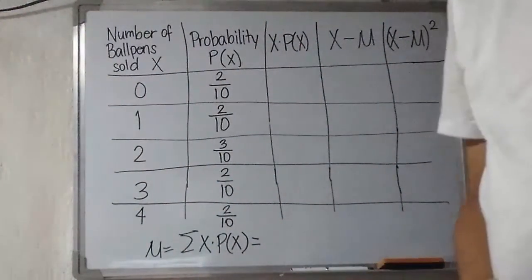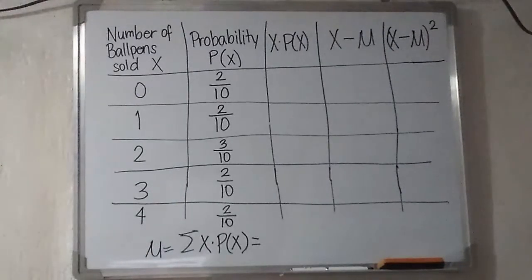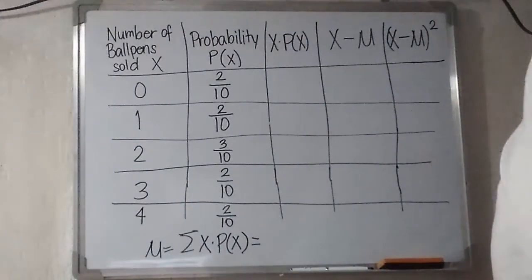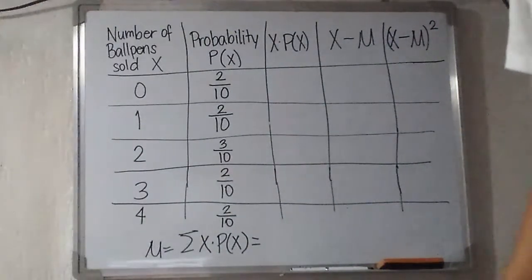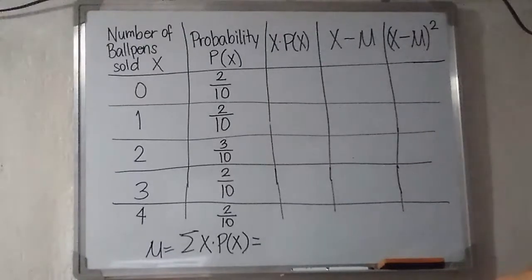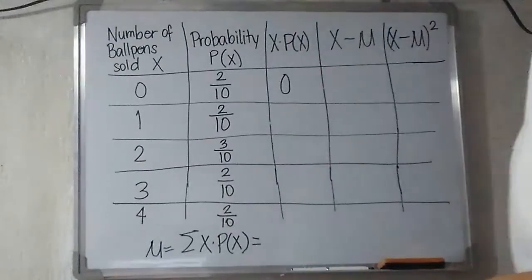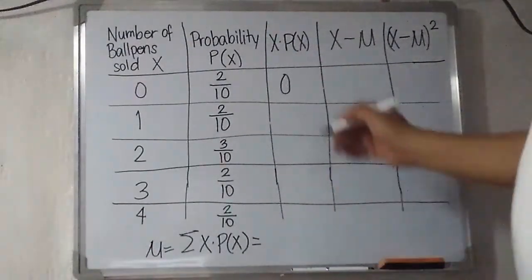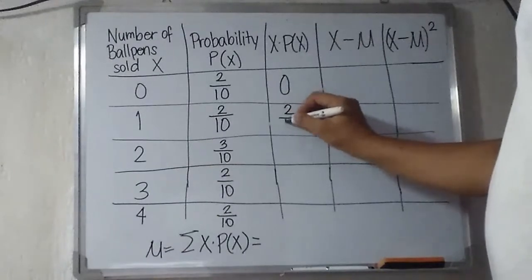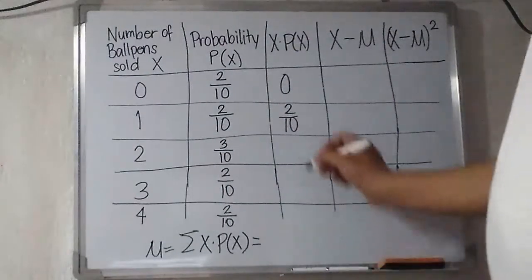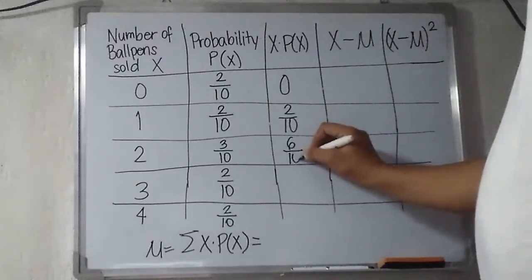We are now going to find the standard deviation and the variance of this probability distribution. So let us now find first the mean. The formula for the mean is the summation of x times p of x. 0 multiplied by 2 over 10 is 0. 1 multiplied by 2 over 10 is 2 over 10. 2 multiplied by 3 over 10, that would be 6 over 10.